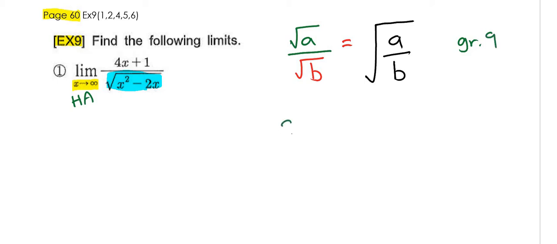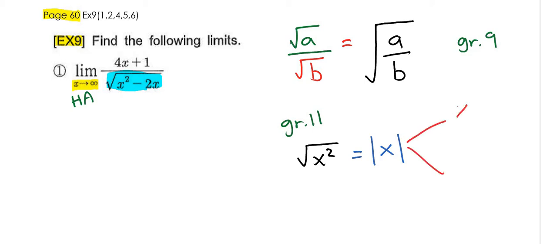Another idea that you need to know, so this is from grade 9, another idea that you need to know from grade 11 is the expression of the square root of x squared. So in grade 11 and even in our calculus class, it was discussed that this expression is the same thing as the absolute value of x, and the absolute value of x has two parts. It has x when, and in calculus it's just x when x goes to infinity, or it could be negative x when x is going to negative infinity.